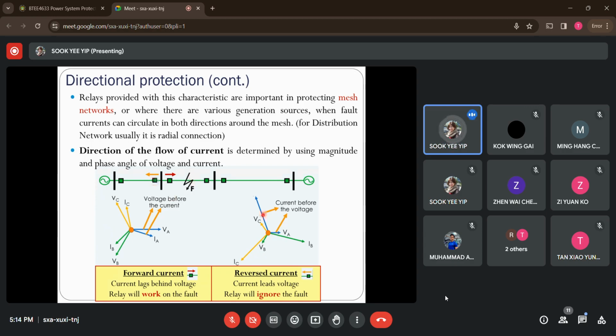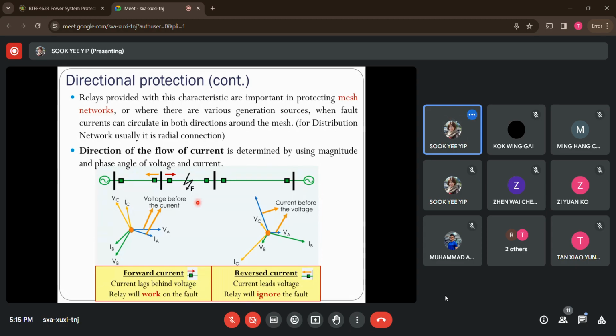So even though there's an abnormal change in terms of the current and voltage magnitude, this relay will ignore this fault due to this phase angle difference. So it detects that it's located behind, which is in the reverse direction. So that's how the directional protection relay works.